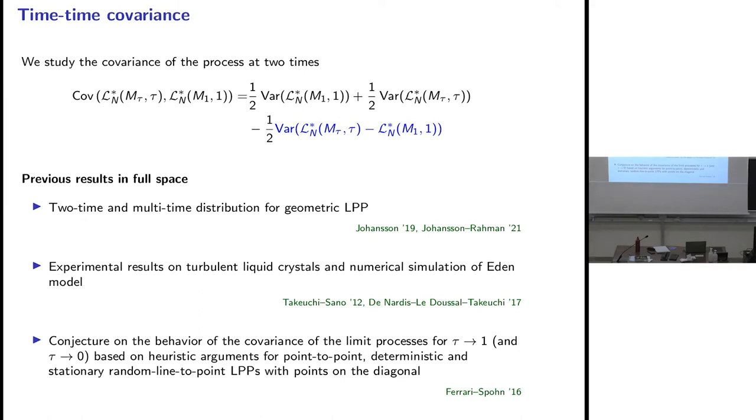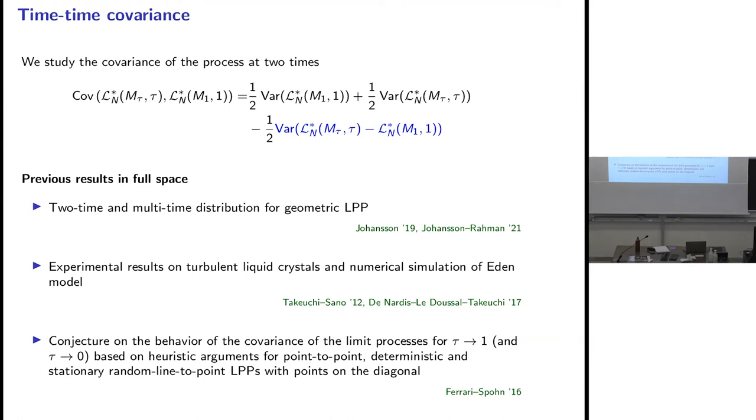And then there are interesting results that actually motivated most of the works, including the work that I'm presenting. There are experimental results on turbulent liquid crystals and numerical simulations. The most important are the results obtained by Takeuchi and Sano in 2012 and the following work by Le Doussal, De Nardis, and Takeuchi. The work by Takeuchi and Sano was the inspiration for a work by Ferrari and Spohn, where they present some conjectures and heuristic arguments on the behavior of the two-time covariance when you consider times to be close or far from each other.